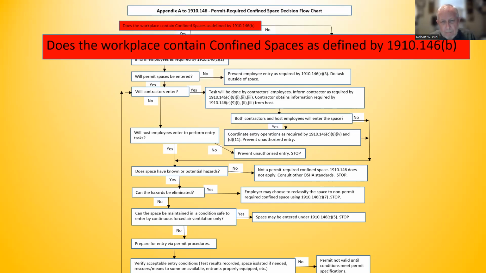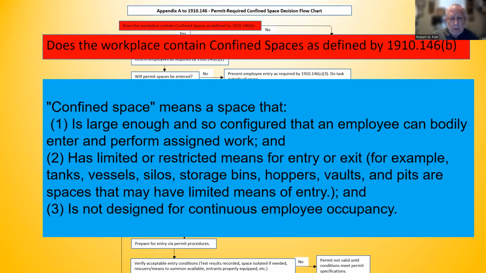So we're going to start off at the top. You can see it's highlighted in red and then bigger in red so you can read it better. Does the workplace contain confined spaces as defined by 1910.146? That's the very first question. Are there any there? A confined space means it's large enough and so configured that an employee can bodily enter and perform assigned work, has limited or restricted means of entry or exit, and is not designed for continuous employee occupancy.